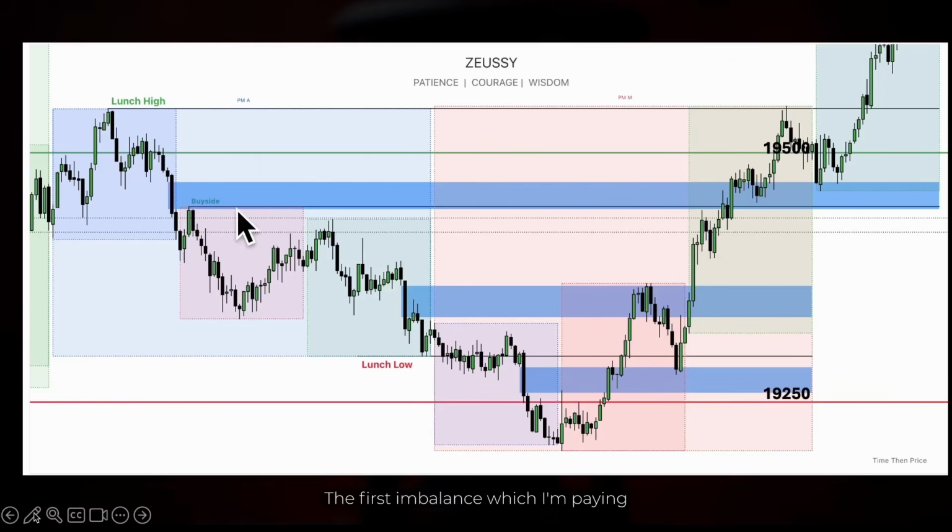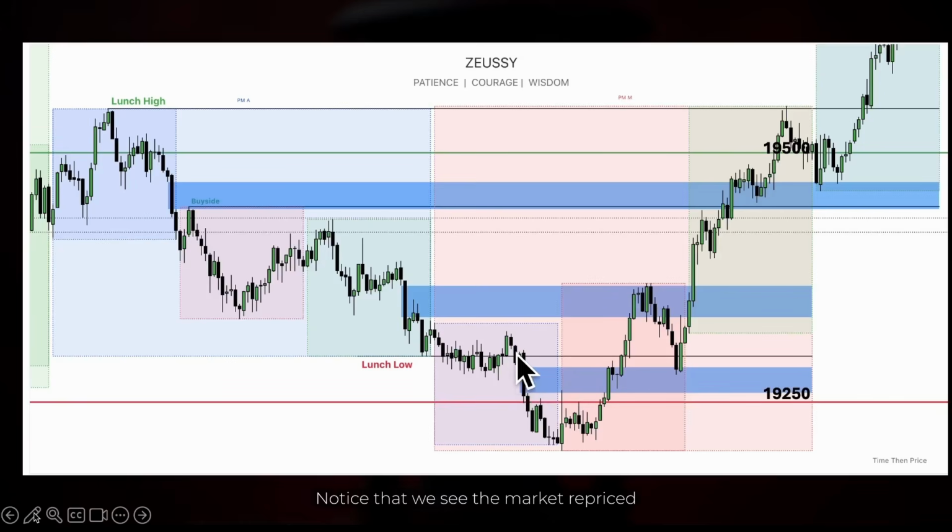The first imbalance which I'm paying attention to is this imbalance right here. Next, I'm paying attention to this imbalance. And thirdly, I'm paying attention to this imbalance right here. Of course, smaller imbalances also form throughout this repricing lower, but for this explanation, I want you to purely focus on these imbalances right here. They are the most important ones.